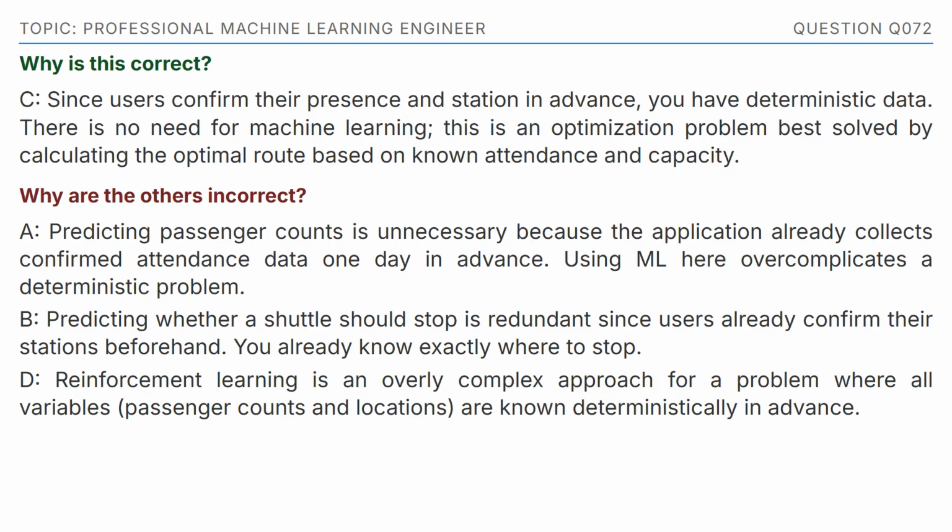Why are the others incorrect? A. Predicting passenger counts is unnecessary because the application already collects confirmed attendance data 1 day in advance. Using ML here overcomplicates a deterministic problem. B. Predicting whether a shuttle should stop is redundant since users already confirmed their stations beforehand. You already know exactly where to stop. D. Reinforcement learning is an overly complex approach for a problem where all variables, passenger counts and locations, are known deterministically in advance.